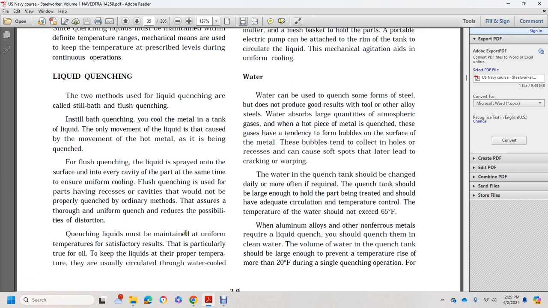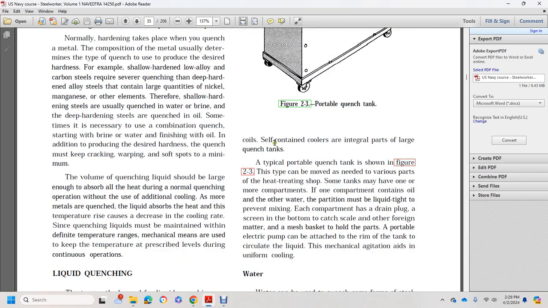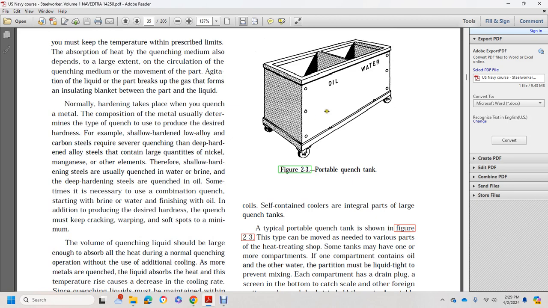Quenching liquids may be cooled to maintain a uniform temperature for satisfactory results. This is particularly true for oil. To keep the liquids at the proper temperature, they are usually circulated through coils and cooled. Self-contained coolers are integral parts of large quenching tanks. Figure 2-3 shows an oil and water portable quenching tank, which can be moved to various parts of the heat treating shop.